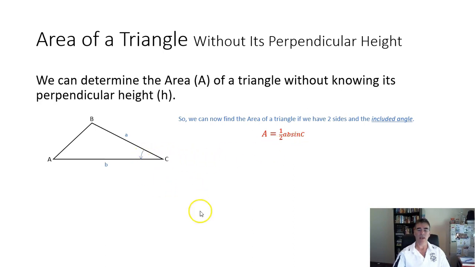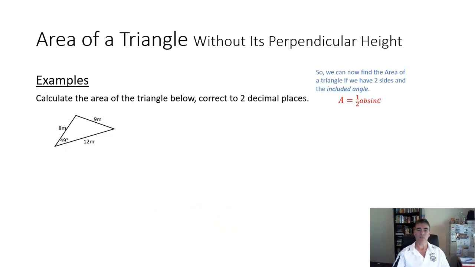the included angle there. Just be careful though, because if I've got these two sides, if I'm given those two sides, this is not the included angle. That will be the included angle up there. So make sure that when you're using this rule, it's the two sides and the included angle.